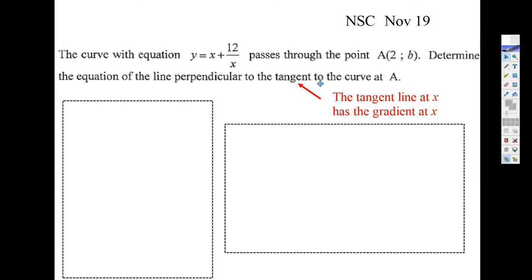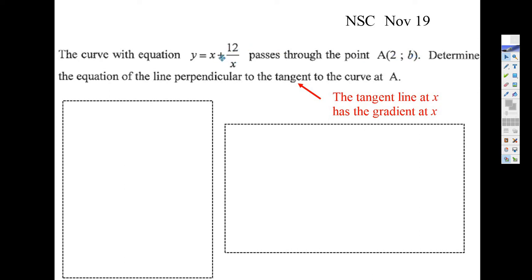When they say the tangent to a curve, it's a line that you push up at that point. There's a straight line, and it touches the curve at A. It's called the tangent line. We can get the gradient of that line if we just find the derivative. We can also get b pretty easily. All we have to do is take 2 and put it in for x, and we'll get the y value. So that's kind of easy. We put 2 there, 12 divided by 2, and we can see b is 8, and we're probably going to need that.